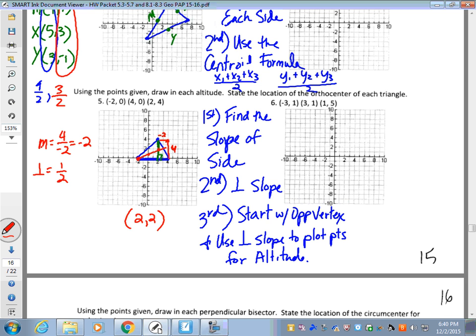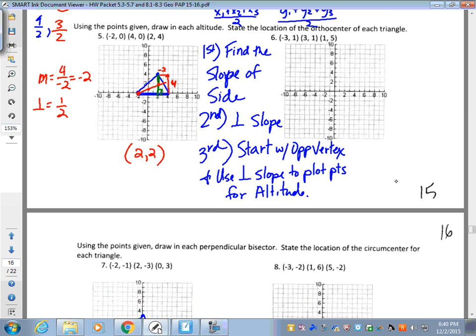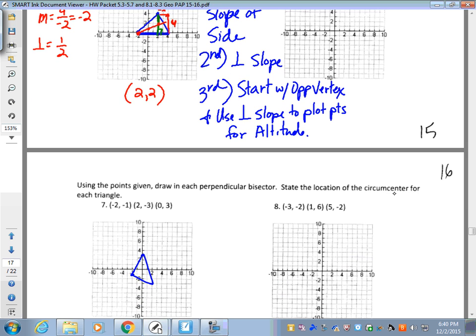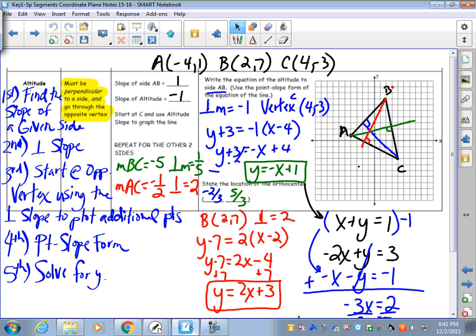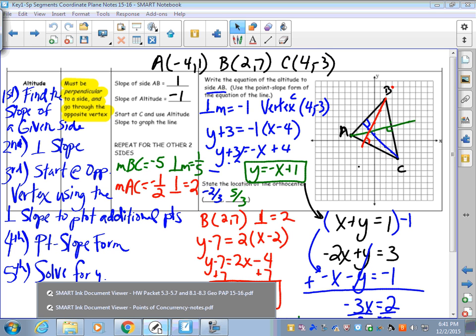That's where they meet. And so you're going to have to graph the point, find the slope of the side, then find the perpendicular slope, then start at the opposite vertex using the perpendicular slope to plot additional points. You have to repeat that. You got to do it twice to find the intersections of the special segment. Now, oh, and I forgot. Let's say you're having struggles with these type of problems. These are the notes that you should be using. It was the video that I did that I checked that you completed, and they had the steps here. So if you're not too sure, use those notes to help you with these type of problems.